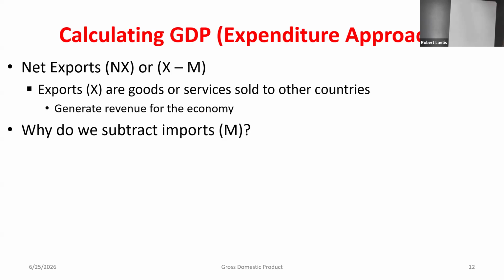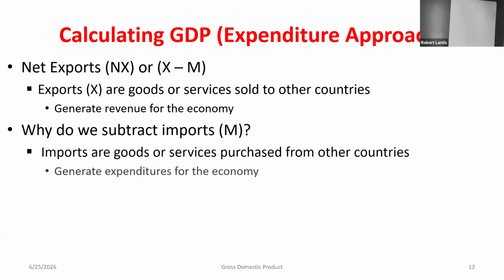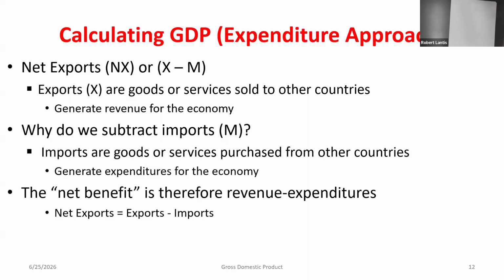Okay. Any questions on this before we keep moving? And then, if we add in exports and subtract imports, net exports is technically what we'd be getting added in, or the net benefit from these two things. Another way of thinking about this is when we export something, we're generating revenue. When we import, it's just expenditures that are leaving our economy. So our net exports are kind of like net benefits to our economy.